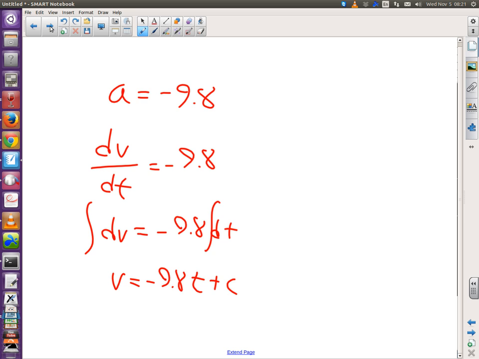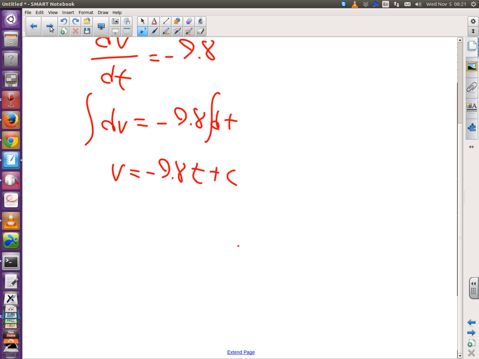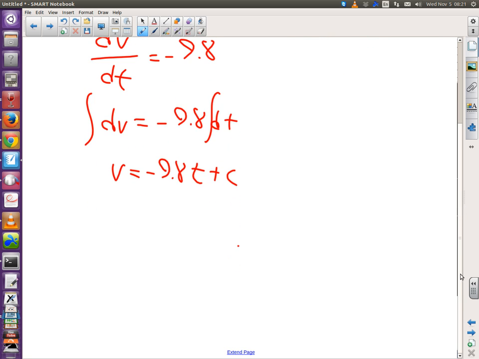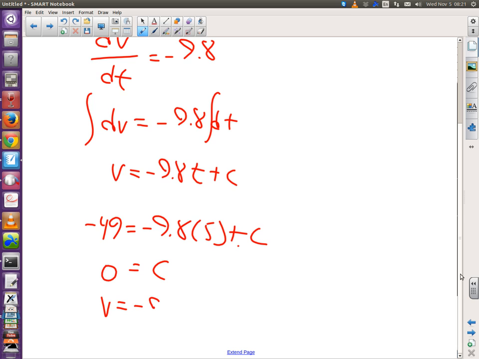What if I give you that the velocity at 5 seconds is negative 49 meters per second? Plug it in. Okay. Negative 49 meters per second at t equals 5. So how do you get c? C is 0, right? Because I picked that on purpose. Negative 9.8 times 5 is negative 49, by the way. So if you add it to both sides, c is 0. And so you get v as a function of time is negative 9.8 t.